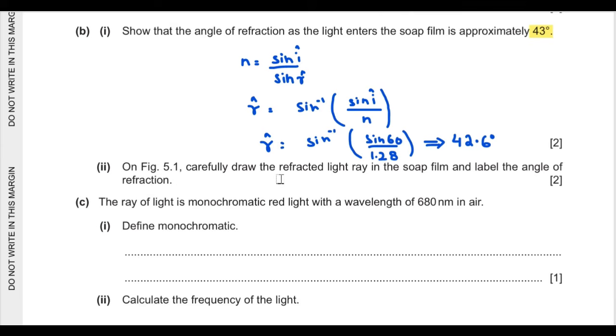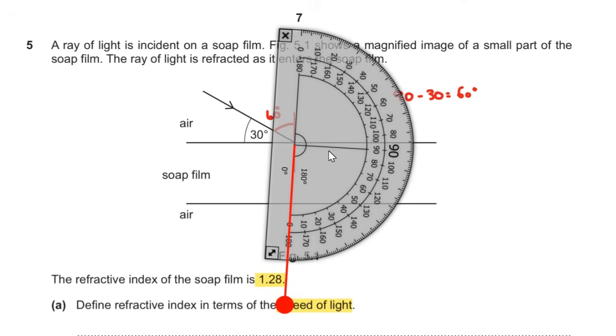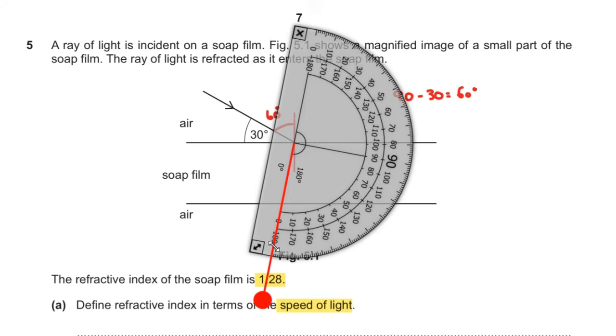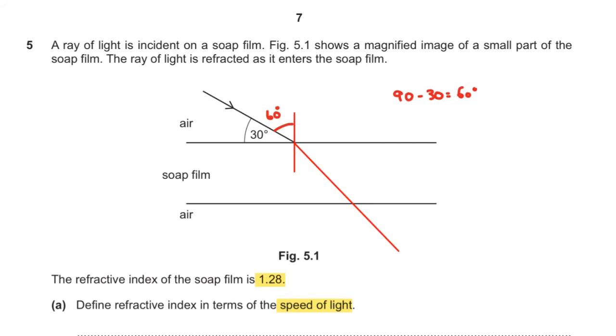The second part says carefully draw the refracted light in the soap film and label the angle of refraction. To draw the refracted ray, you bring your protractor and place it on the interface, then align your protractor perfectly with the normal, and after that you measure 43 degrees from your protractor and make a line at 43 degrees. Now this angle is your angle of refraction, 43 degrees from the normal.